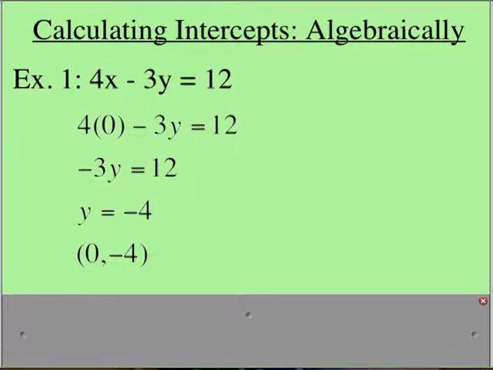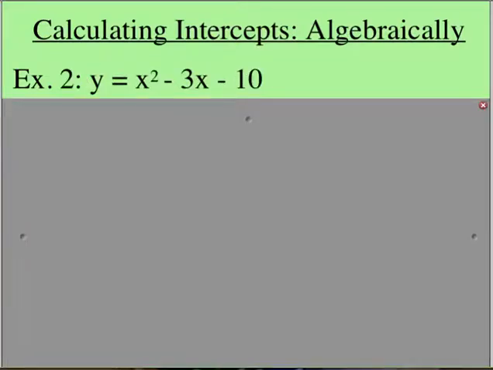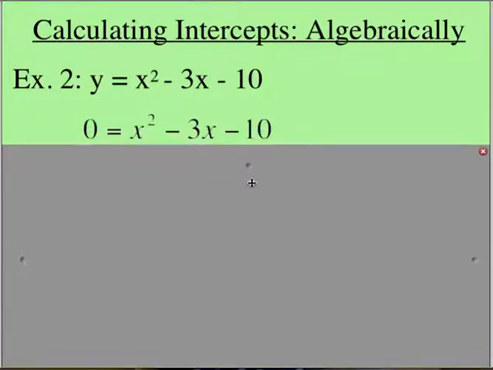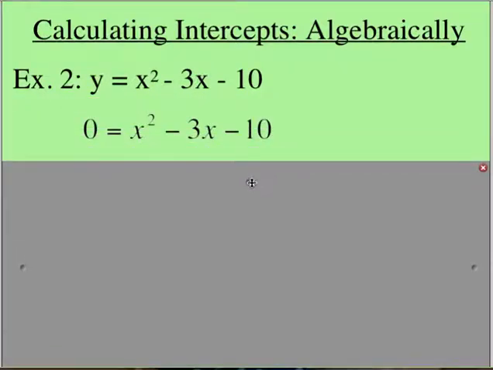And my final example is a quadratic, or a parabola. First thing I want to do is calculate the x-intercepts. If I have an x-intercept, it means my y value is 0. So I'm going to plug 0 in for y. Okay, this is one where we're going to need to factor.